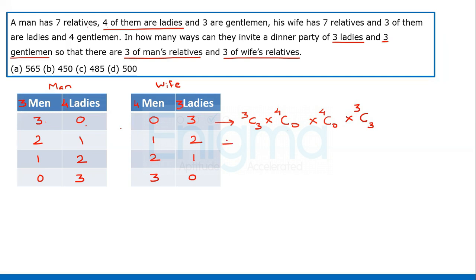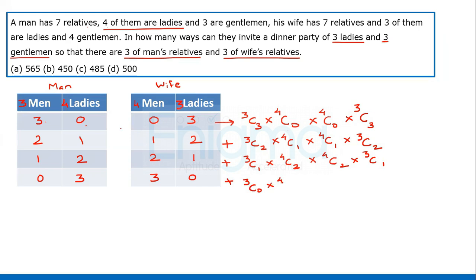So the second case will become 3C2 into 4C1 into 4C1 into 3C2, plus the third case. This becomes 3C1 into 4C2 into 4C2 into 3C1. And the last case, 3C0 into 4C3 plus 4C3 into 3C0. This will also be multiplied by.